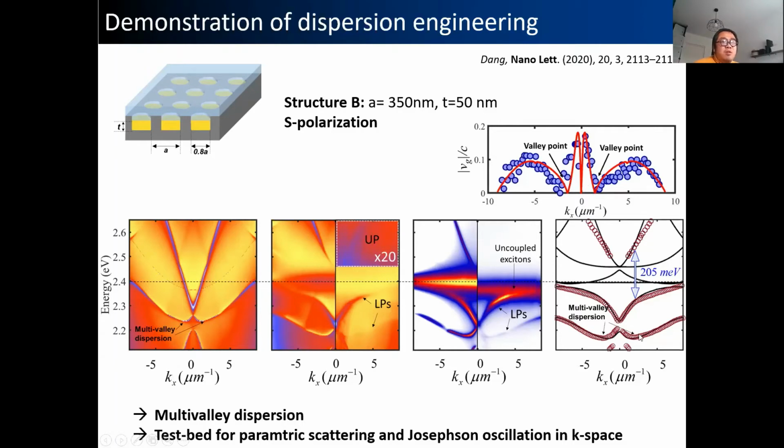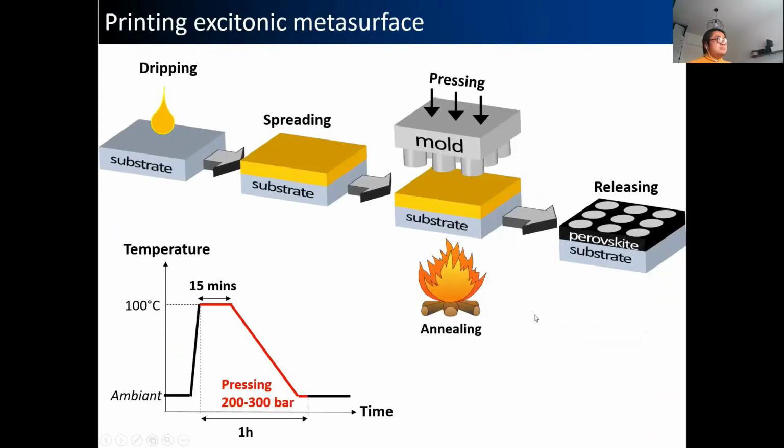And these two valley points are very attractive, for example, if we want to study Josephson oscillation in k-space. And of course, we have also a perfect test bed to make parametric scattering experiments. If I pump resonantly polaritons at k equal to 0, I can expect that it scatters, you have one going to the left and one going to the right, to evidence the nonlinear regime. So we demonstrate that metasurface is very interesting for polaritonic devices.